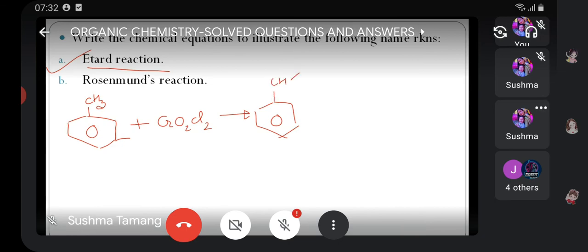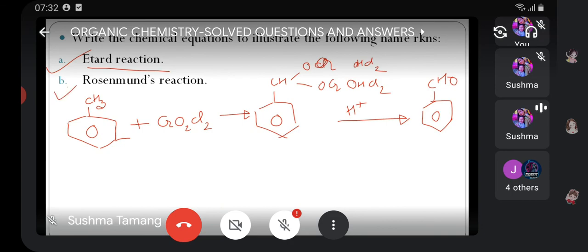CH(OCrOHCl2)2, then O Cr O the H हुन्छ हैन. Then your Cl2. Now when you do hydrolysis, what happens is like CHO. Right? Now what is Rosenmund reduction?